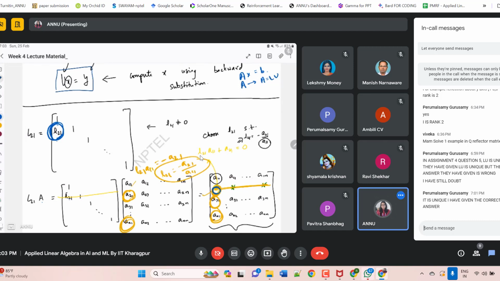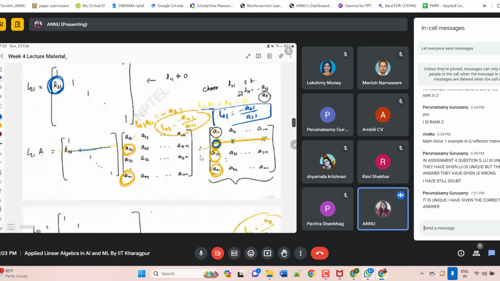If you multiply L21 with A11, row with column, see this properly. This L21 multiplied by A11 plus A21 should equal 0. You want this. So what should be the value of L21? L21 is nothing but minus A21 divided by A11. Rest all will be the same as the identity matrix. So you are getting this particular 0 using this L21.